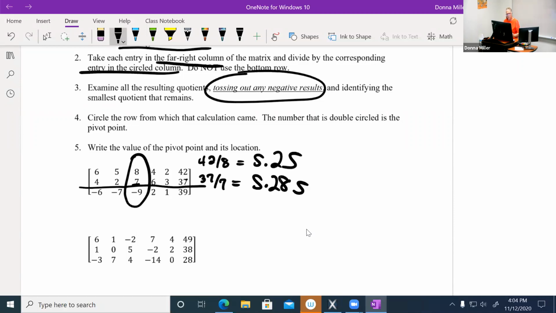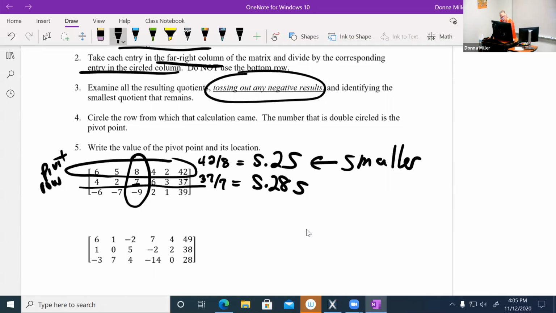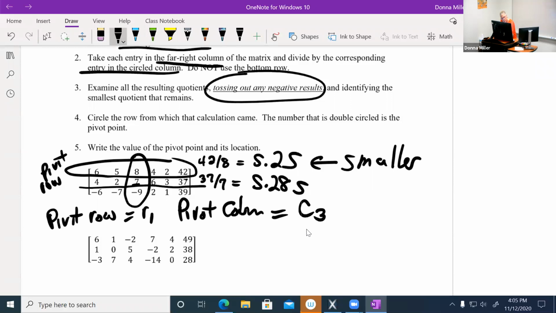So I want to pick the one that's smaller. So which one? The one that's smaller is the 5.25. So the smaller one, this is the pivot row. So you pick the smaller one. So in that program, the pivot row is row 1, and the pivot column would be what? 1, 2, the third column. Okay, and that's how you're going to tell that program on that website how to pivot, once you know what a pivot is. All right, and you keep repeating this process until all the entries on the bottom aren't negative.